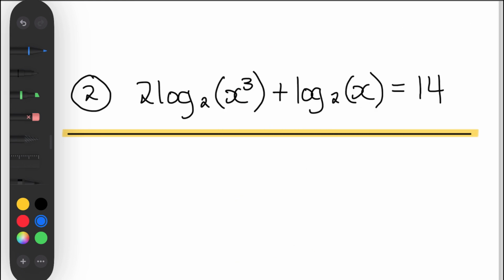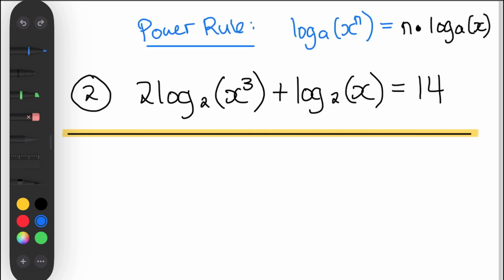And the second equation we have is 2 multiplied by log base 2 of x to the power of 3 plus log to the base 2 of x is all equal to 14. And now using the power rule over here, all we do is simply bring the exponent out into the front and it'll act as a multiplier. And I'm going to use the rule in this case over here.